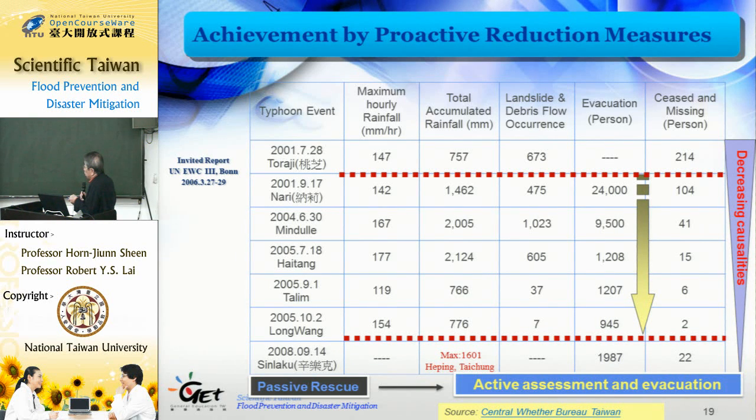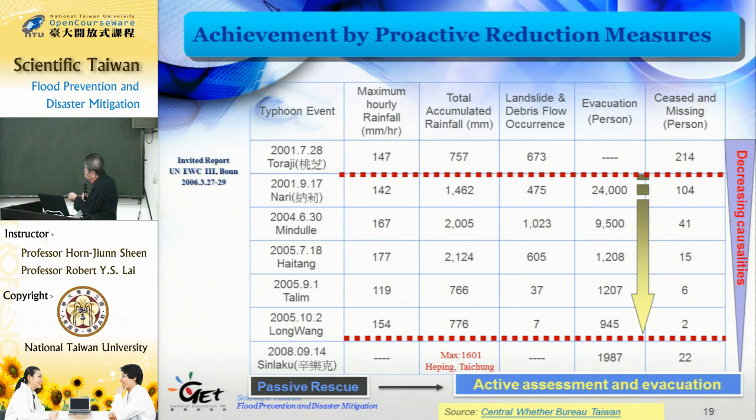In 2001, the Typhoon Toraji came with a human loss of 214. The accumulated rainfall is this. Now, this was before the system was installed. Now, Typhoon Nari comes. The accumulated rainfall is more than about 1.5 meters, almost 5 feet of rainfall. And landslides and debris flows occurred 475 times. And the number of evacuations is 24,000, and the casualty was 104.